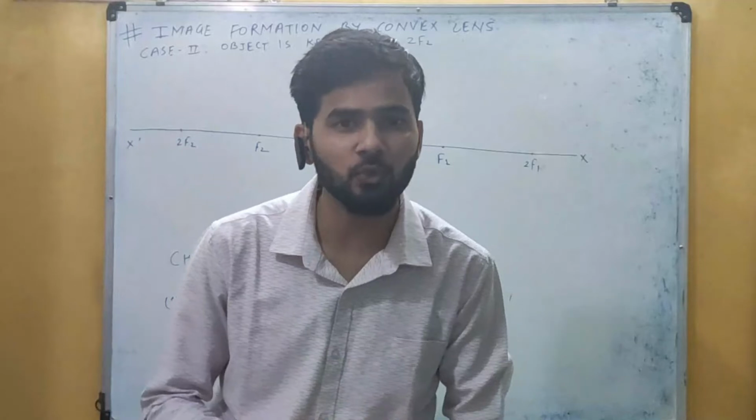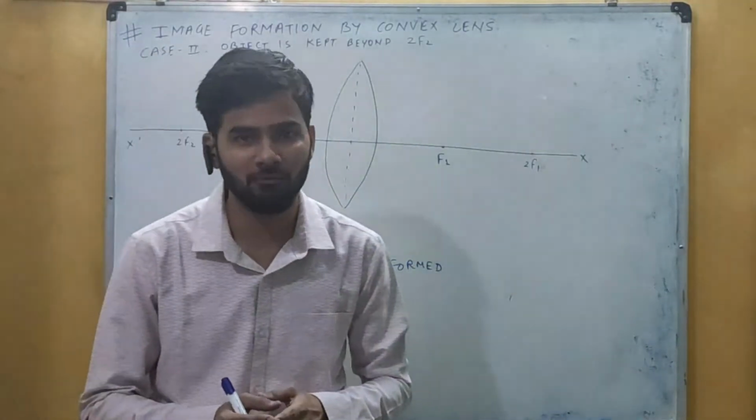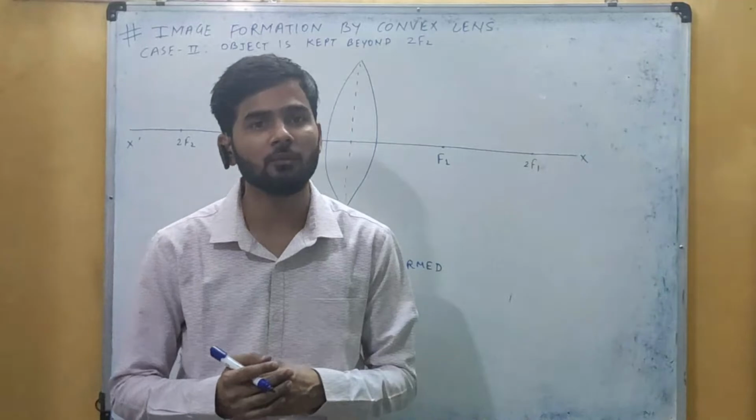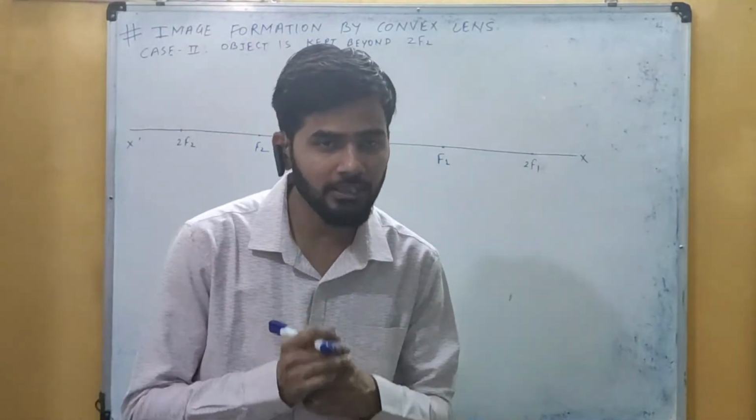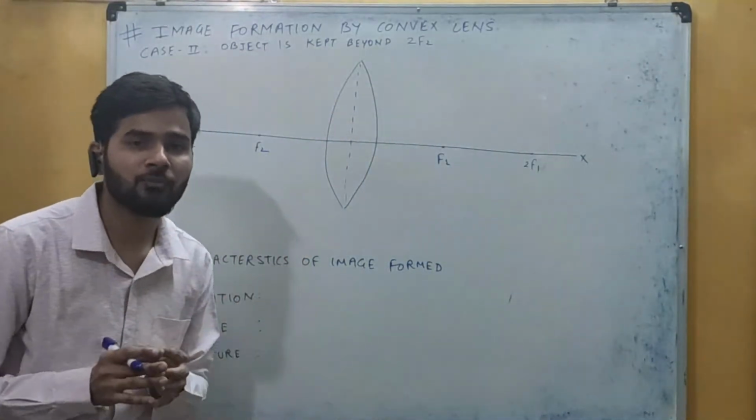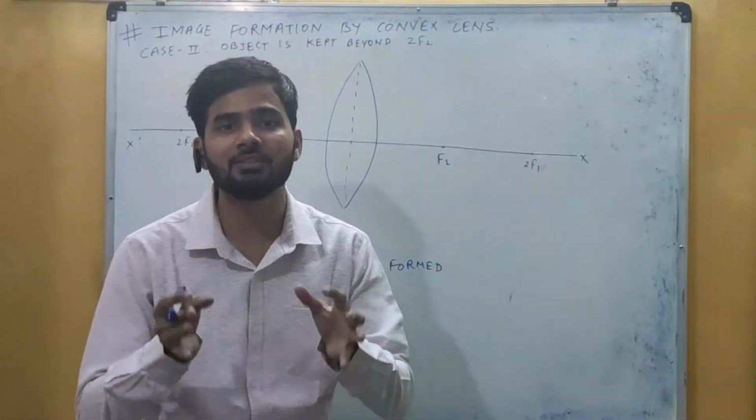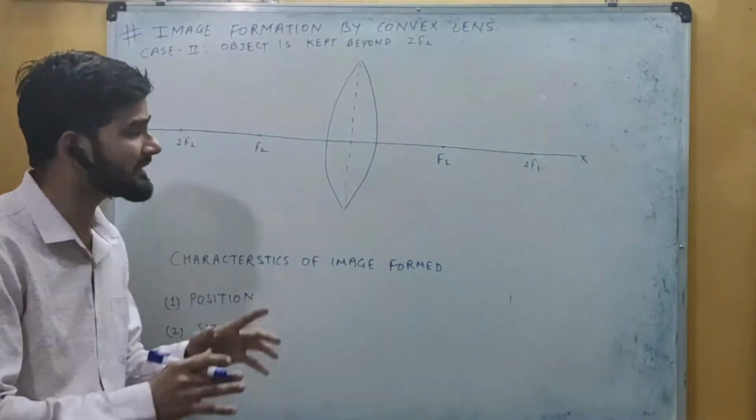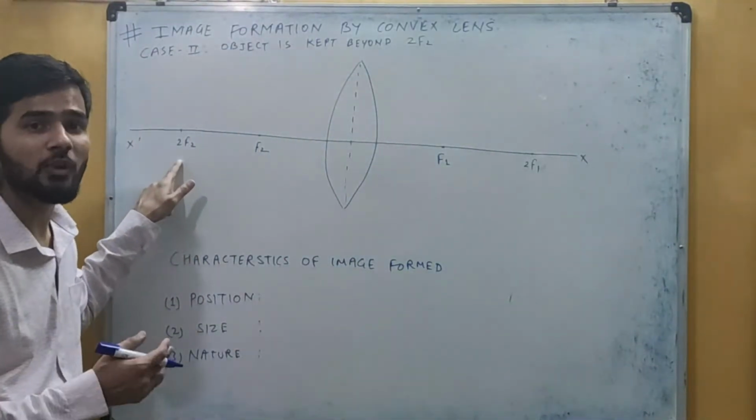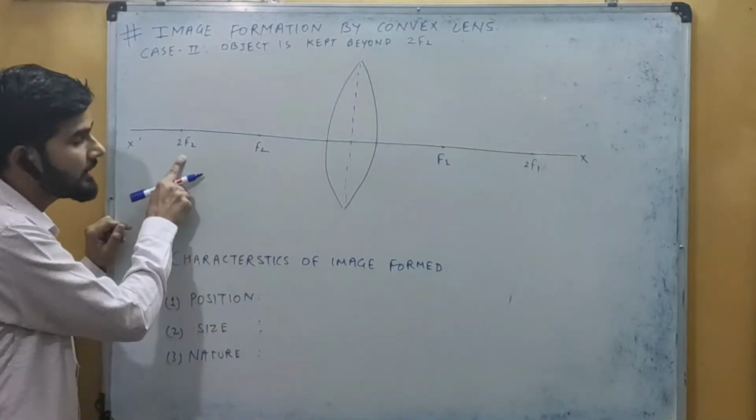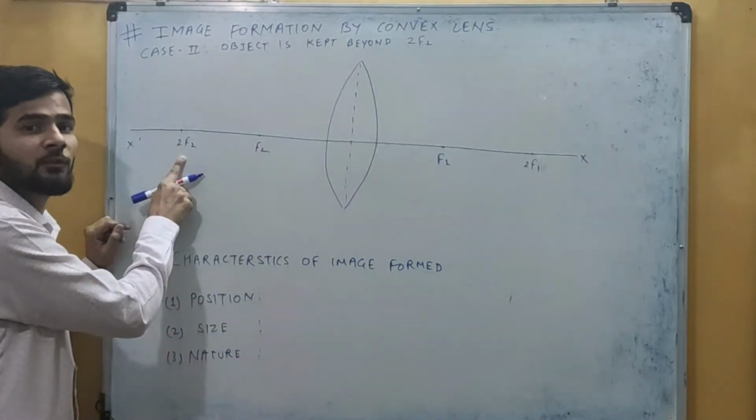Now what is this 2f2? Like we have the center of curvature, the center of curvature is always twice the focal length. In the case of mirrors we were representing it by the center of curvature, that is C, and here the same center of curvature is represented by 2f2 because this point is twice that of f2. That's why we have represented it as 2f2.